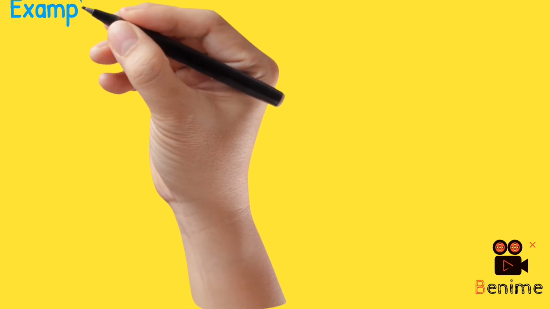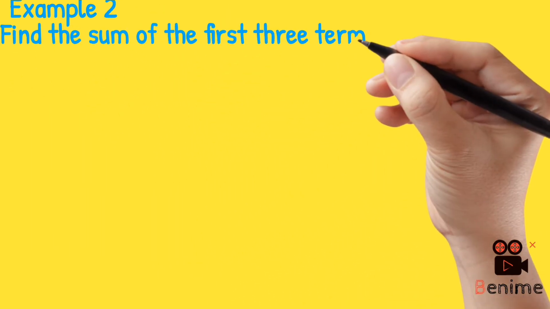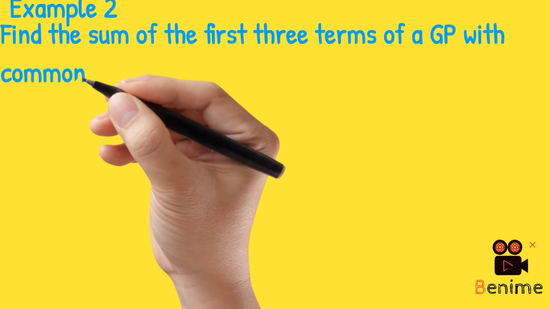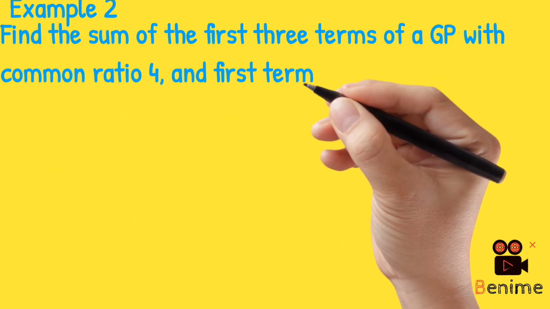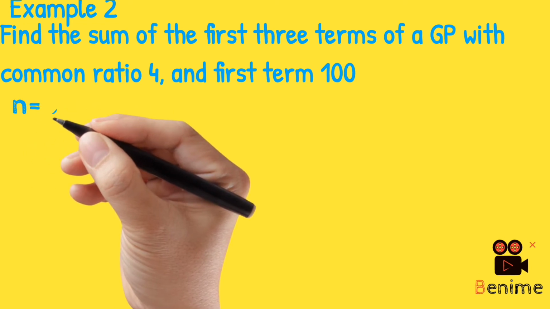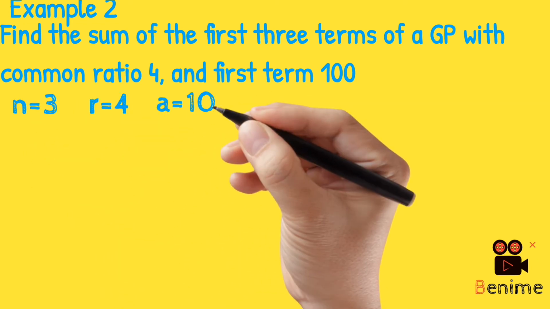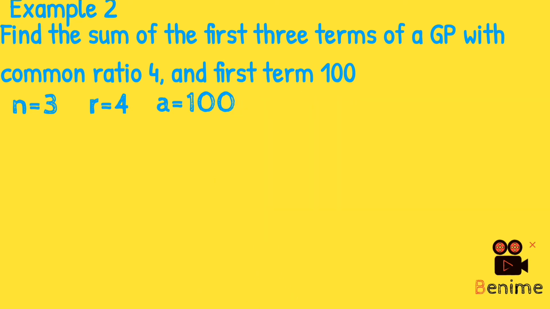So let's get another example, example 2. Find the sum of the first 3 terms of a GP with common ratio 4 and first term 100. So first 3 terms, meaning that the number of terms we're talking about is 3. So n is equal to 3. They give us the common ratio as 4. So r is equal to 4. They give us the first term as 100. So a is equal to 100.